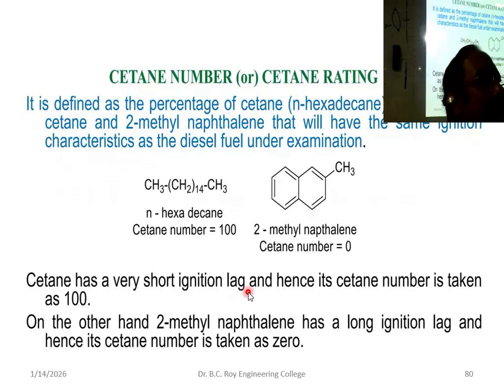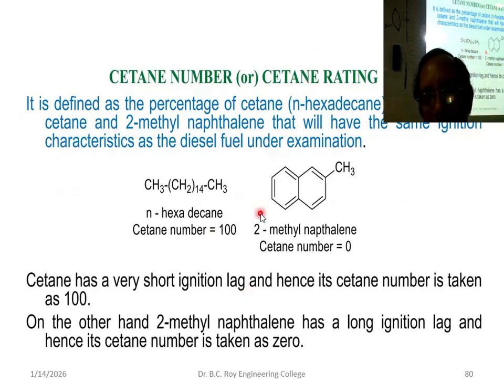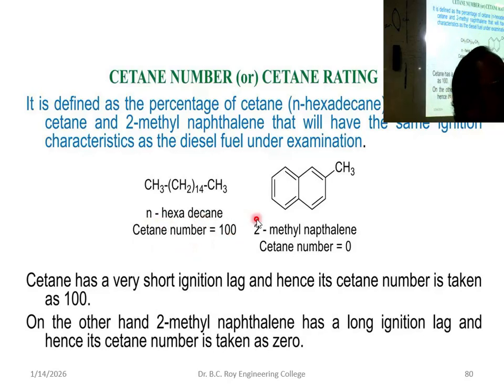Cetane number similarly for diesel. This is for diesel, the combustion characteristic of the diesel. Here there is no knocking problem. So combustion characteristic: it does not catch fire so easily, so it has to catch fire. This particular one, straight chain, cetane, is actually hexadecane, 16 carbon. That is called cetane. So cetane is having this rating 100 and 2-methyl naphthalene rating is 0.